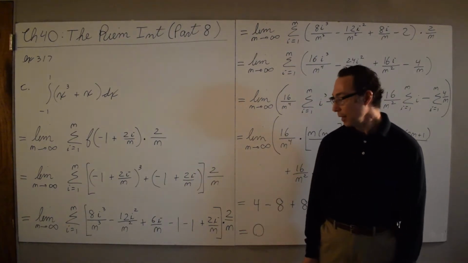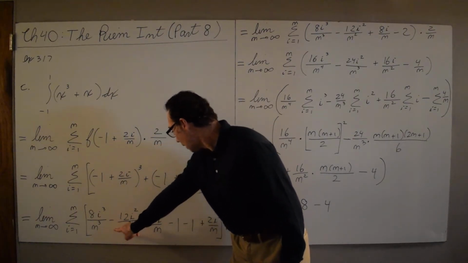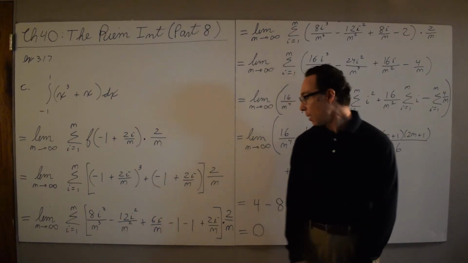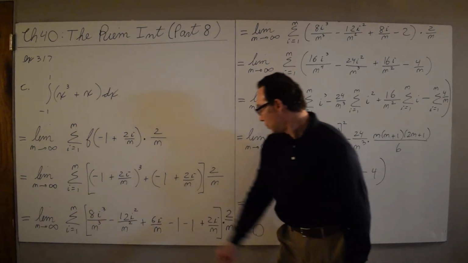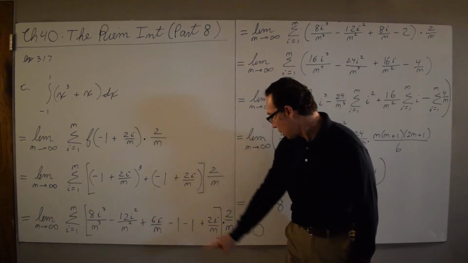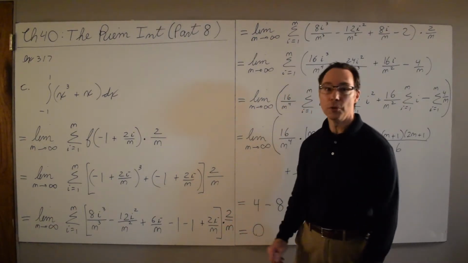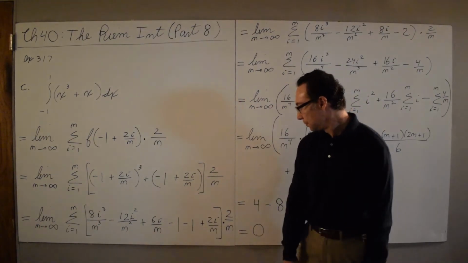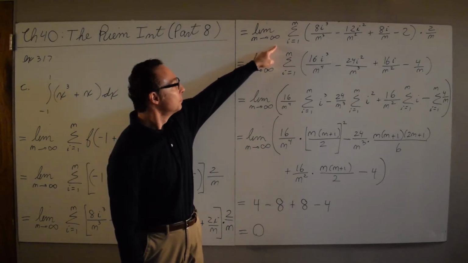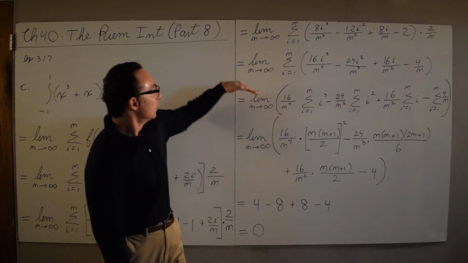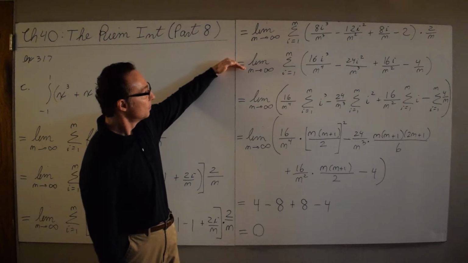So we cube this term, and we have 8i cubed divided by n cubed minus 12i squared divided by n squared plus 6i divided by n minus 1. That is this term cubed. We have -1 plus 2i divided by n that we add. We're still multiplying by 2 divided by n. Here, we just combine like terms, and distribute the 2 divided by n through the sum to go from here to here.